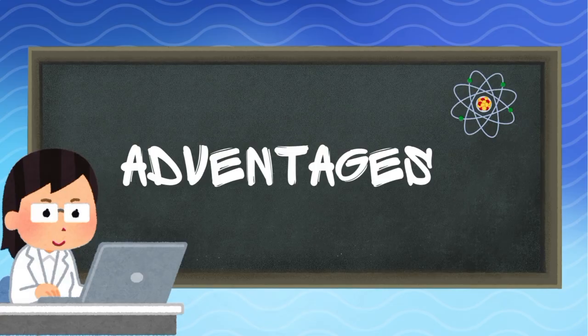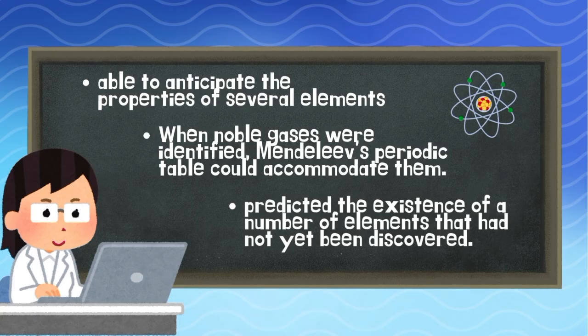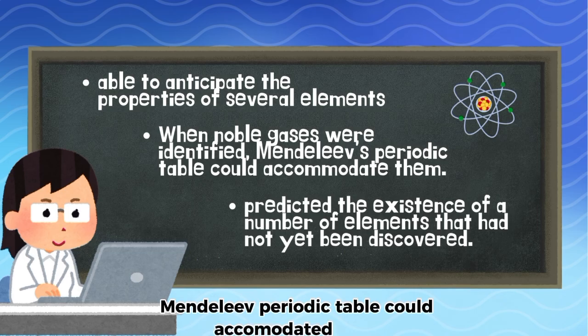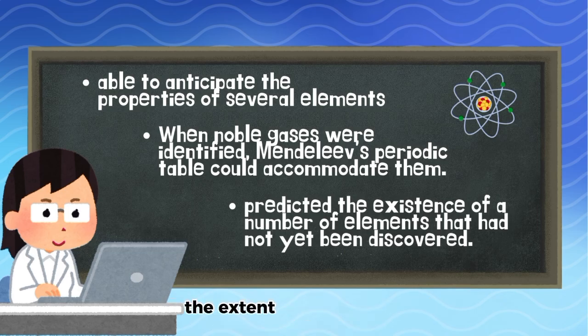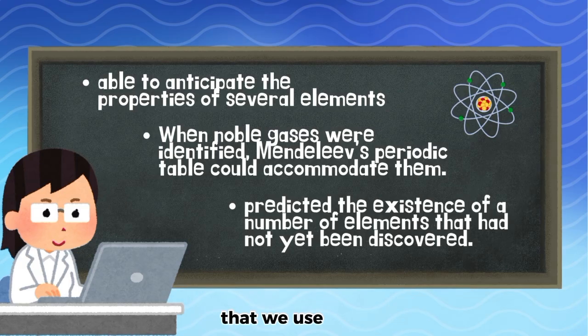Advantages: it was able to anticipate the properties of several elements. When noble gases were identified, Mendeleev's periodic table could accommodate them. It predicted the existence of a number of elements that had not yet been discovered, like eka-boron, eka-aluminum, and eka-silicon. After discovery, these elements were named scandium, gallium, and germanium. The periodic table created by Mendeleev became an important base for the modern periodic table that we use today.